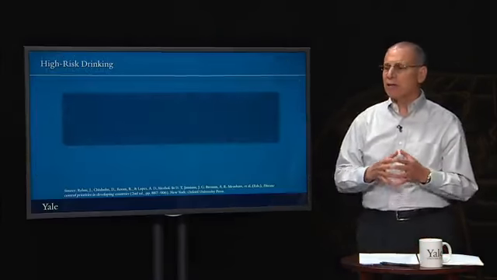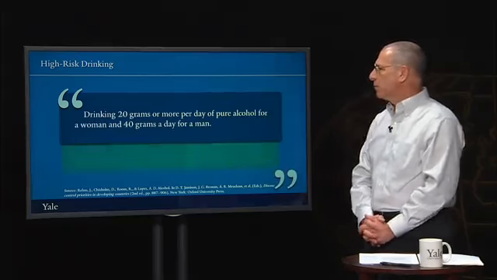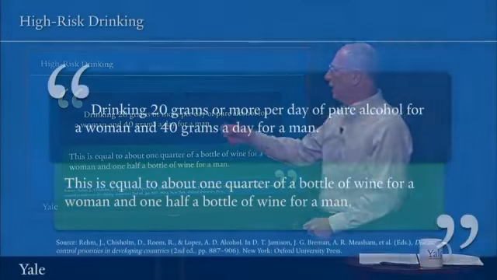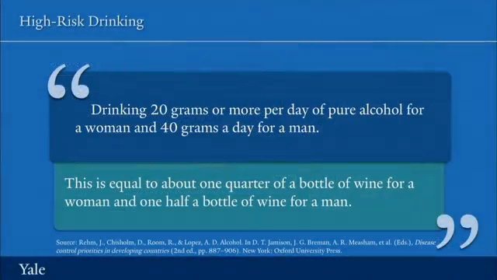Now, high-risk drinking, as we see in the next graphic, has been defined as drinking 20 grams or more per day of pure alcohol for a woman and 40 grams a day for a man. This is equal to about 1/4 of a bottle of wine for a woman and about 1/2 a bottle of wine for a man. High-risk drinking may also be defined in ways that include the total amount that's consumed, the frequency with which it's consumed, and the extent to which one engages in what they call binge drinking, drinking a lot at once.